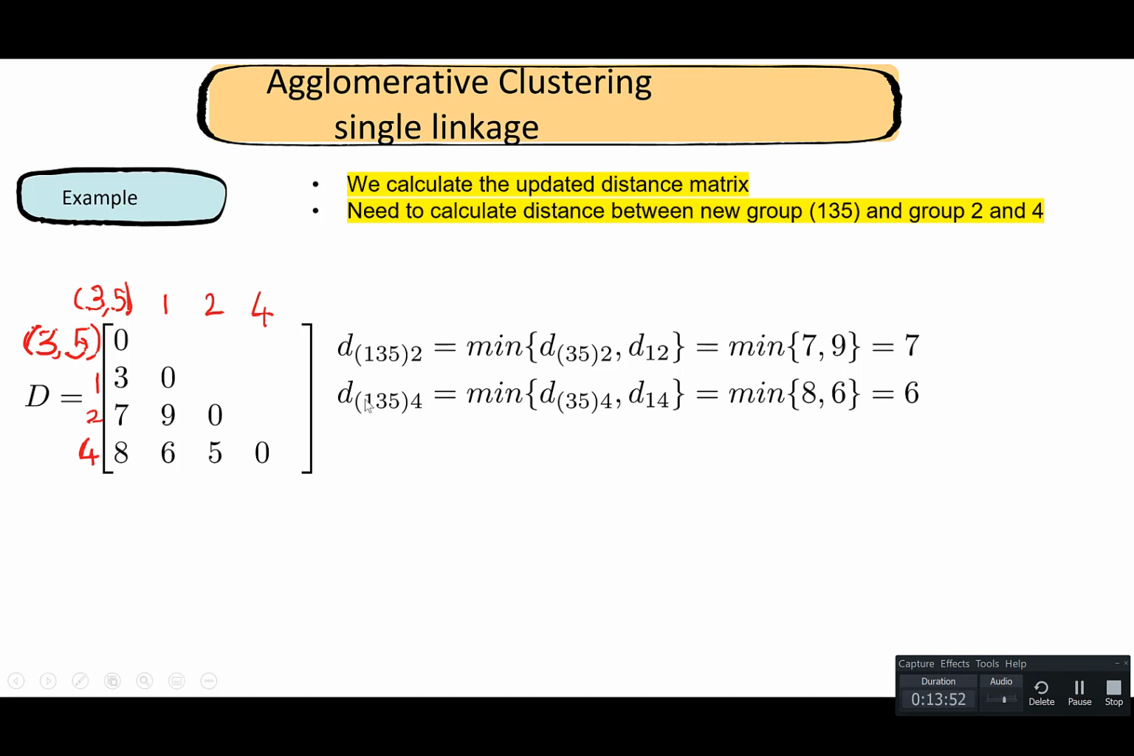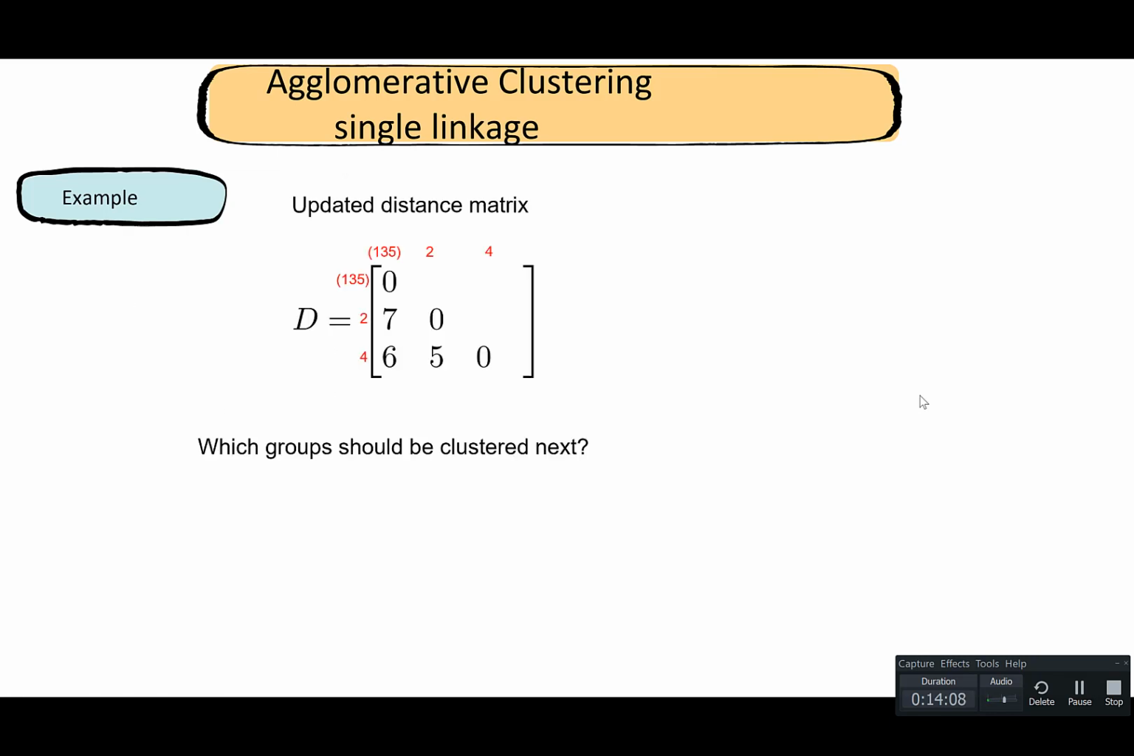Now the distance between 1, 3, 5, this group, and this group 4. So let's see, this 1, 3, 5. So I have this 3, 5 and 4. The distance between 3, 5 and 4 is 8. And 1 and 4 is 6. The minimum is 6. So now we are ready to update our distance matrix with these new distances. So this is the distance matrix. Now basically we have only 3 groups, or 3 clusters, left.